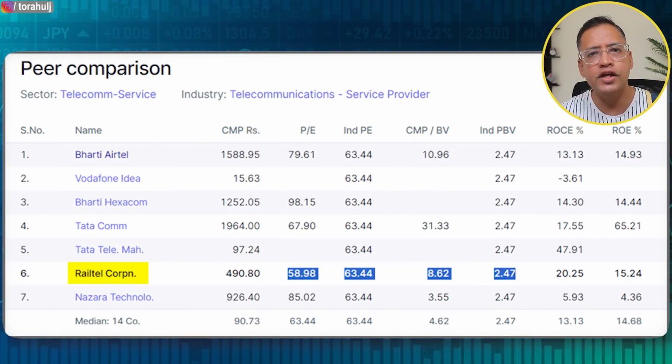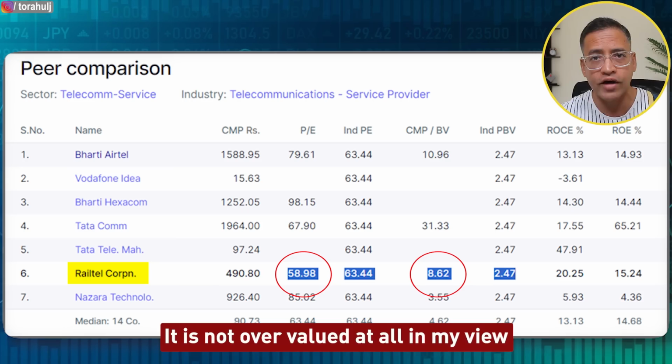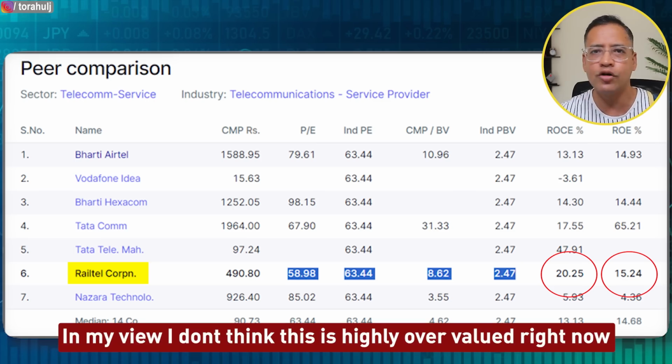Now comes the valuation. If you look at the PE ratio and PB ratio of this company versus many other telecom companies, you will see that it is not overvalued at all in my view. From an industry perspective also, PE is trading lower than the industry PE. And for the ROCE and ROE, this is bringing onto the table. In my view, I don't think this is highly overvalued right now.